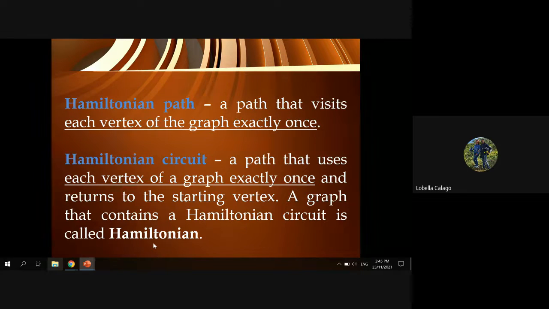Okay, what is the difference between an Euler and a Hamiltonian? With Euler, we are focusing only on the edges, which it must pass through all, but only once. With Hamiltonian, it is the vertex, which is the point. It will pass through all the points only once. That is the difference. With Euler, pass through each line only once, but pass through all of them. With Hamiltonian, pass through all the points, only once.